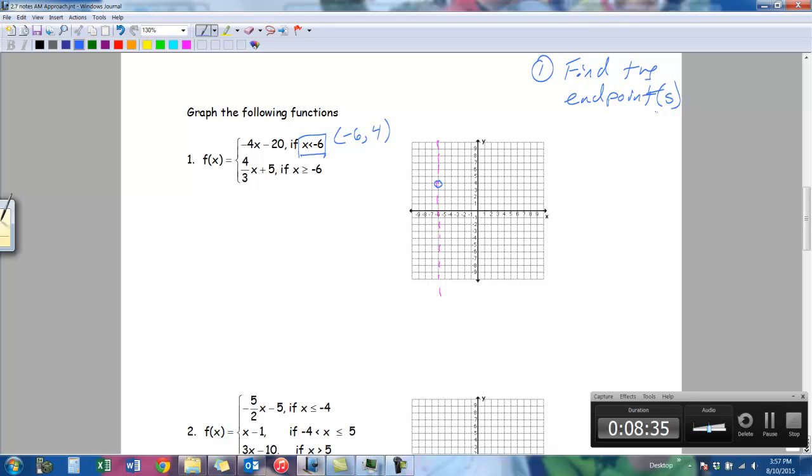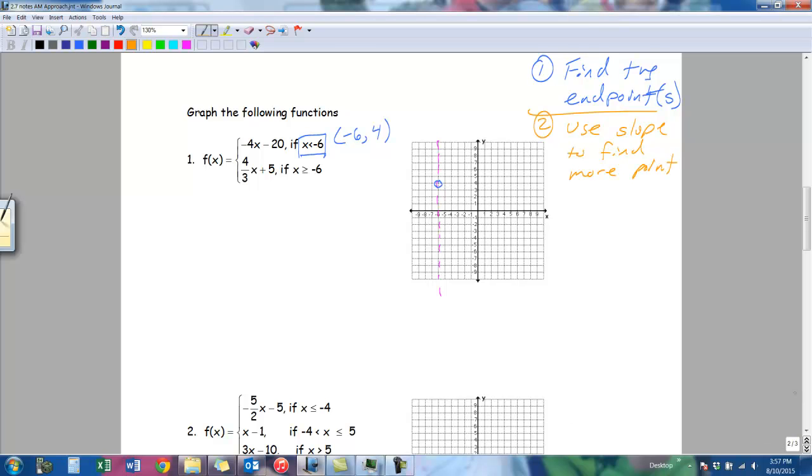Now, next thing you're going to do is use the slope. Use the slope to find more points. So for example, our slope here is -4. What I like to do is remind myself which way is negative. Through this point, left to right, negative is going to be like this.